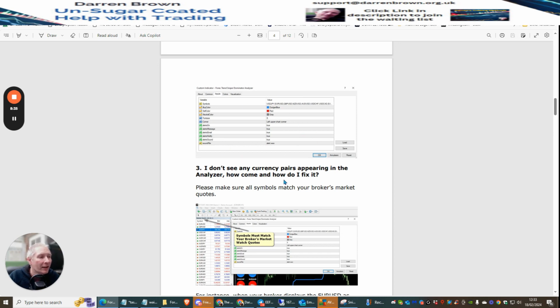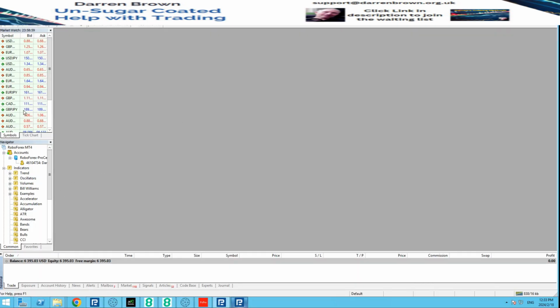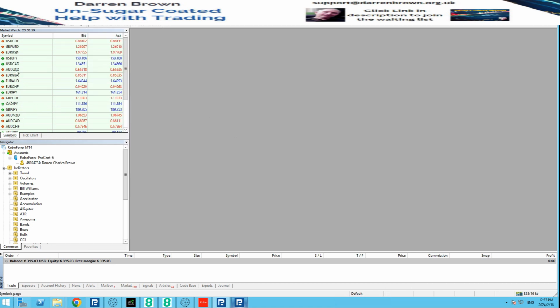So it says, I don't see any currency pairs appearing in the analyzer. How can I fix this? Please make sure all symbols match your broker's market quote. Okay, and this is something which I've just explained. I'm just going to go into this very, very quickly. If we go and have a look here, you'll see that these are all normal, as you class this as normal, but some of them will have like a dot and an I.